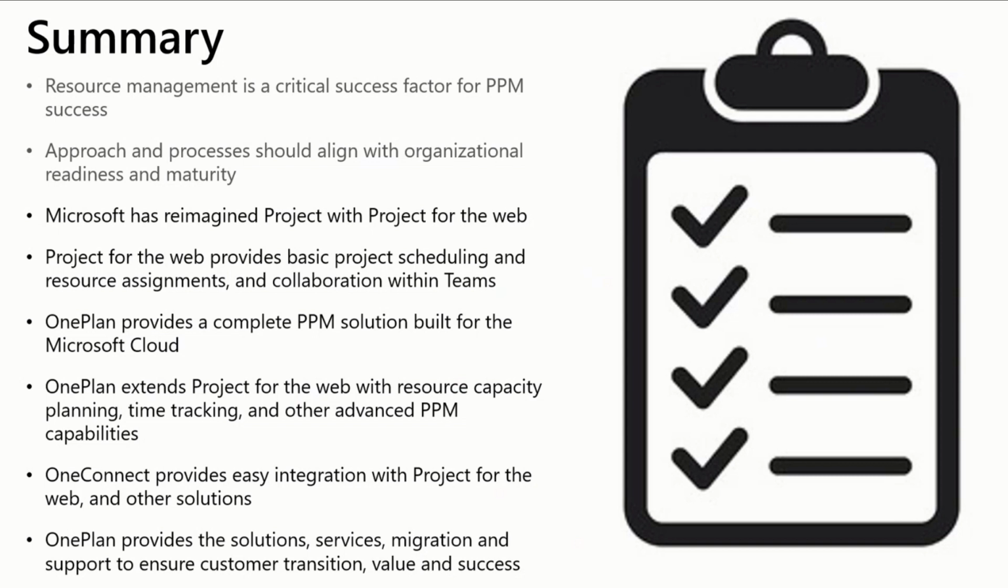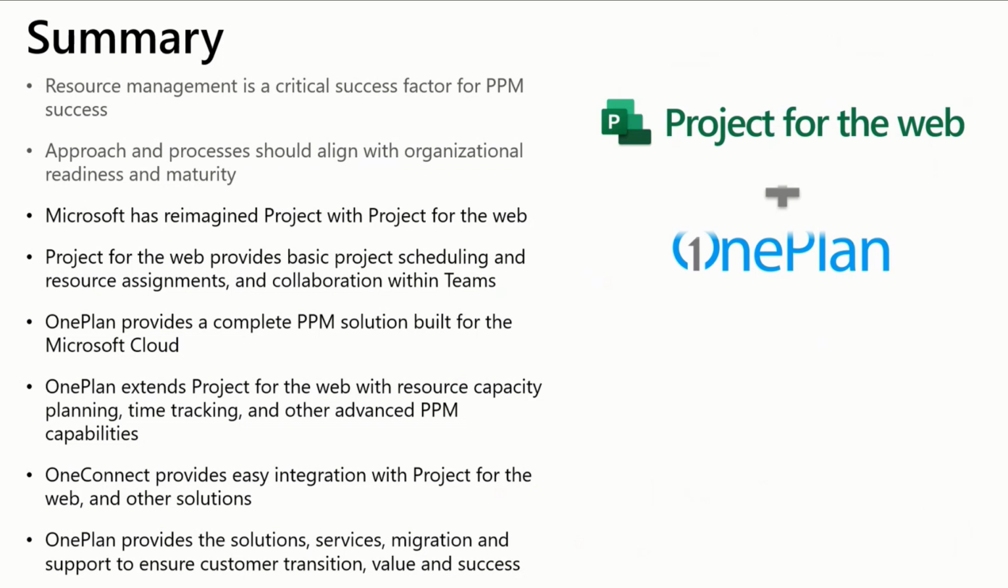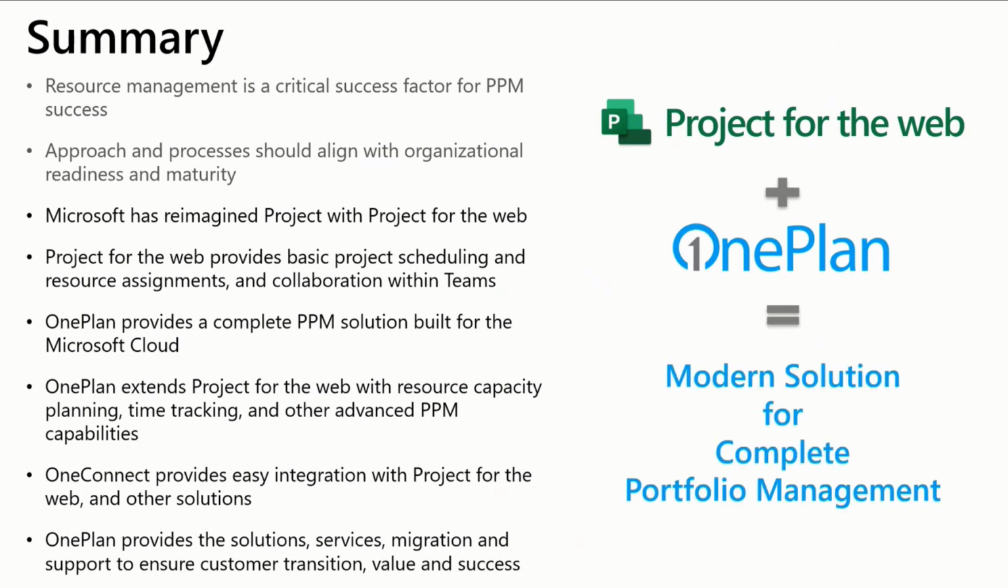Project for the Web provides basic scheduling and resource assignments in collaboration within teams, but OnePlan provides a complete PPM solution built for the Microsoft Cloud, and it can extend Project for the Web with resource capacity planning, time tracking, and other advanced PPM capabilities. Our OneConnect platform provides easy integration with Project for the Web and potentially other solutions and tools that you might want to work with. And just be aware that OnePlan provides not only the solutions, but some services and migration support to ensure your transition into a solution like this. So ultimately, Project for the Web plus OnePlan will provide a modern solution for complete portfolio management.